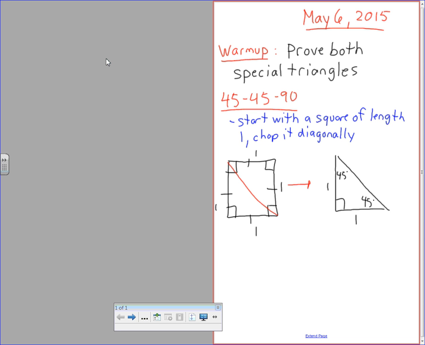Now, could someone tell me how I solved the hypotenuse, other than using your calculator? Grace, go ahead. Good. C squared equals A squared plus B squared. C squared equals 1 squared plus 1 squared, and C squared equals 2. So C is root 2. Okay, go to the next slide and finish up.